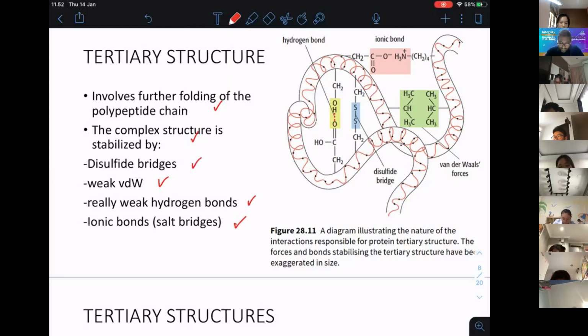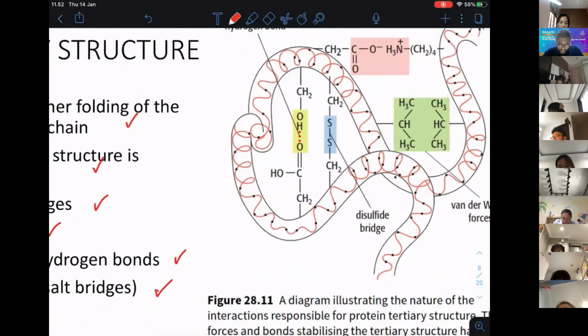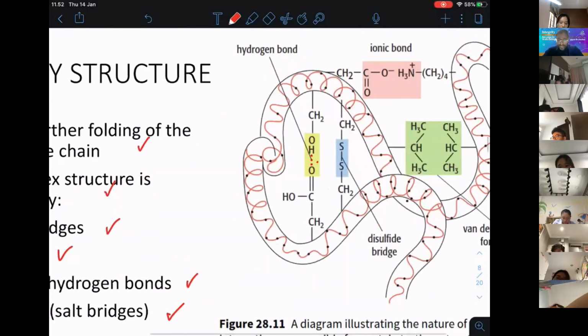If you look at this, this is going to be one example. You see this is a hydrogen bond. Earlier I mentioned that in secondary structure, the R groups, the side chains, do not get involved in bonding. They stick out. But now all these side chains are involved in bonding. And these side chains will form hydrogen bonds, and they can also have disulfide bridges.